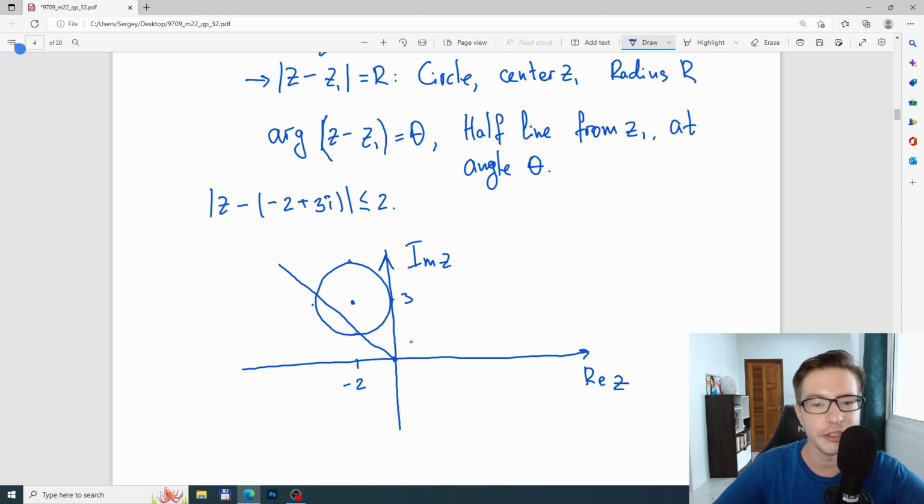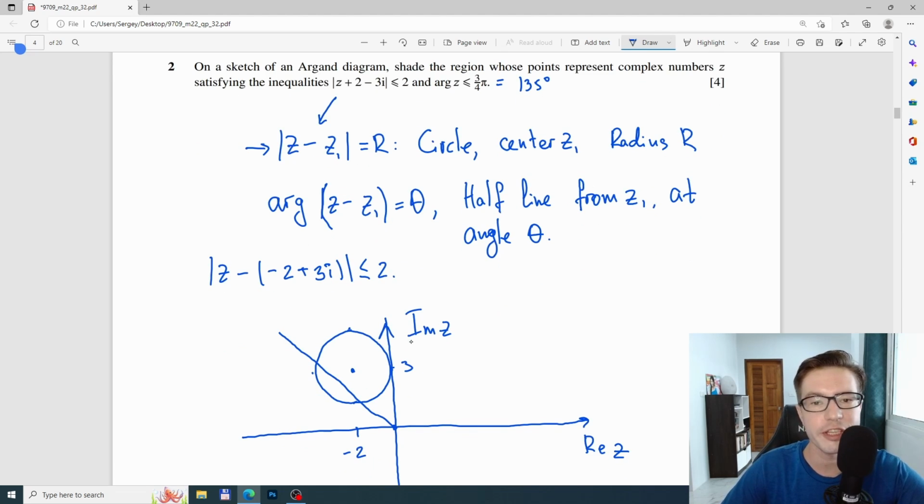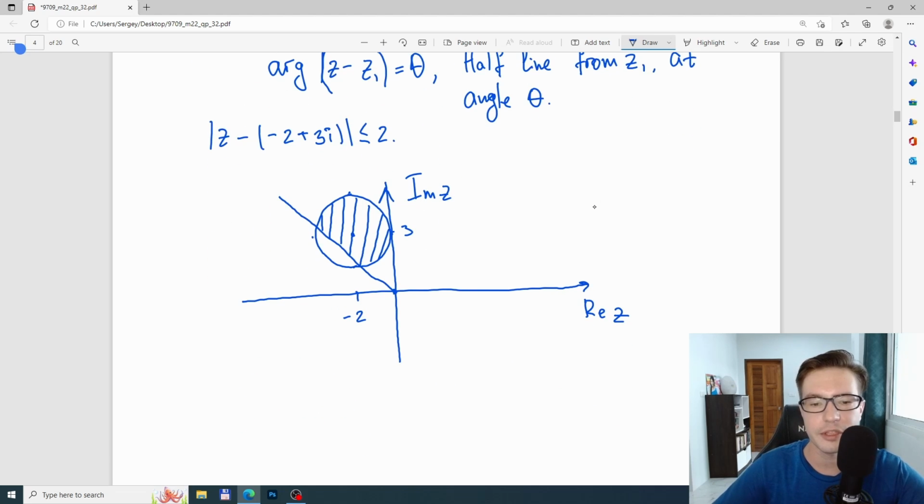Now let's shade the region. The first inequality says the modulus is less or equal than 2. So that means we need all the points that are inside the circle. And the second inequality says that the angle should be less or equal than 3 pi over 4. So that means we have everything inside the circle, and then the angle is less than 135 degrees. We're done with this question.